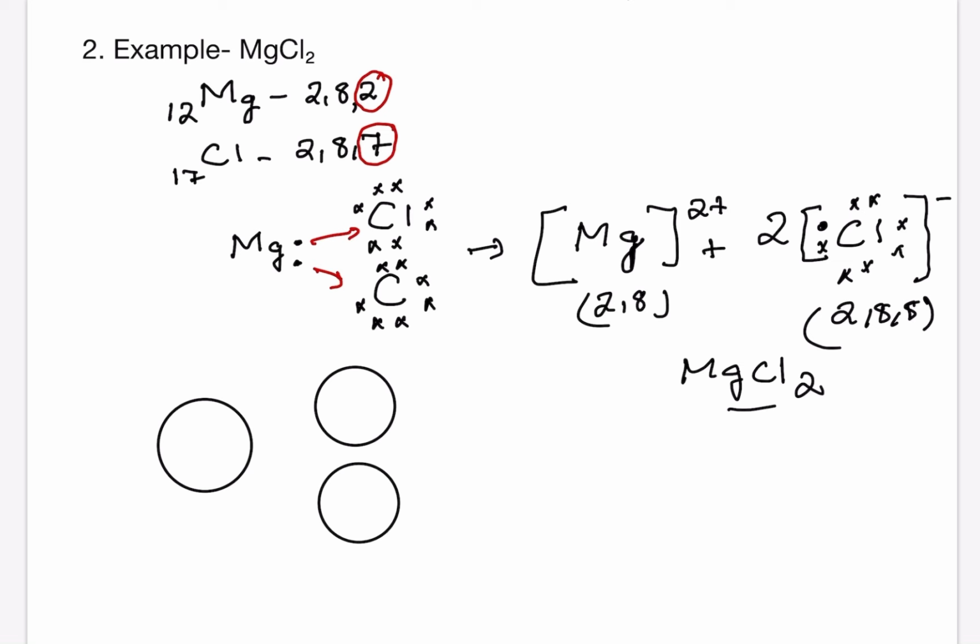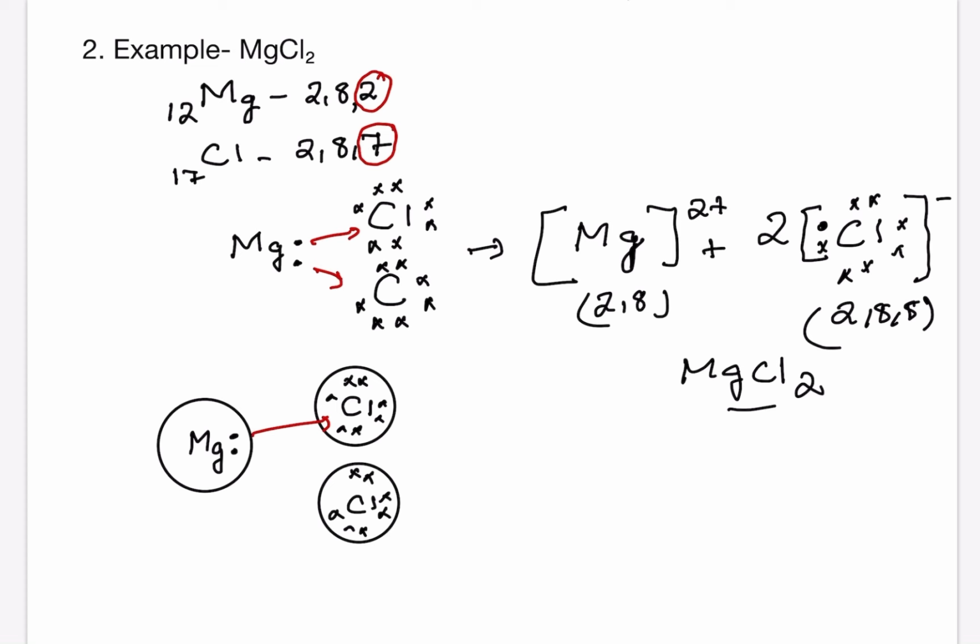Yeah, now we can write down Mg. We can show 2 dots for 2 electrons, and then chlorine, 1 2 3 4 5 6 and 7, 1 2 3 4 5 6 and 7. And then we can show the transfer of electron from magnesium.